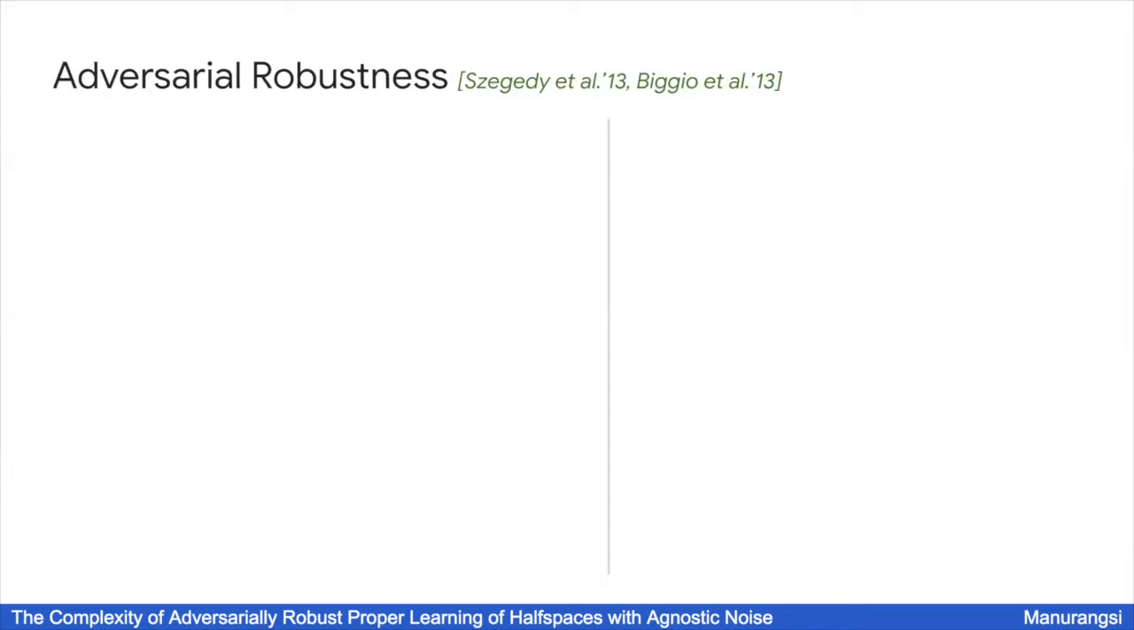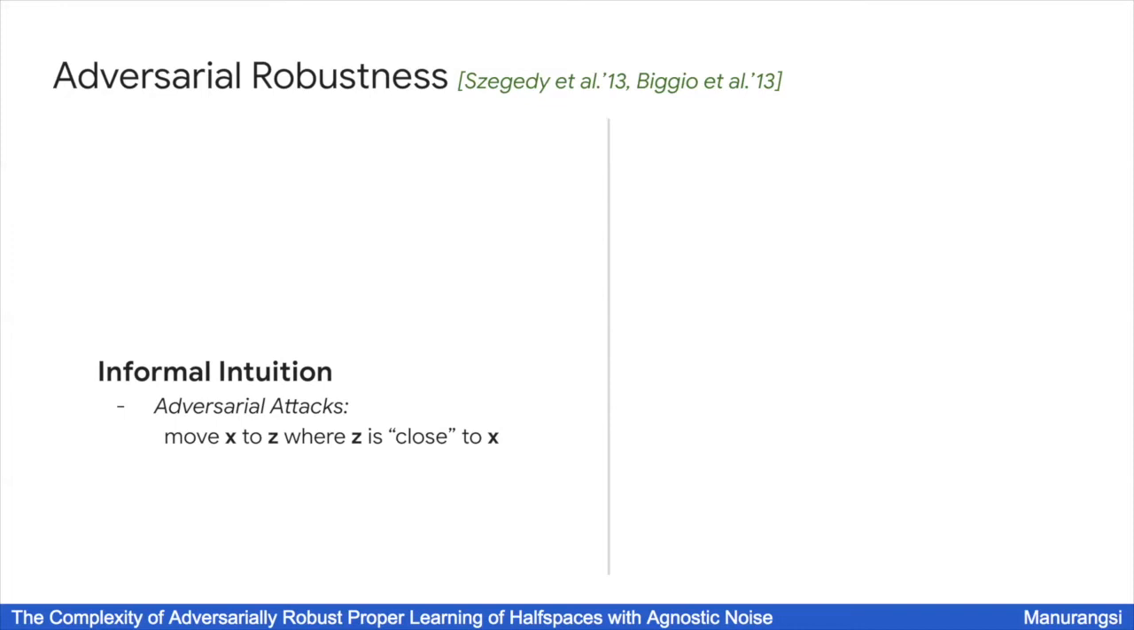To introduce the relaxation, we have to discuss the last part in our title, which is adversarial robustness. Just in case some of you have not seen this before, I will give a very quick informal intuition. The notion is based on the so-called adversarial attacks. These are attacks where the attacker tries to move a point x to some other point c, where c is close to x in some metric, in order to flip our classification label from correct to incorrect.